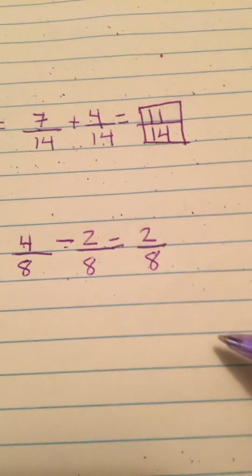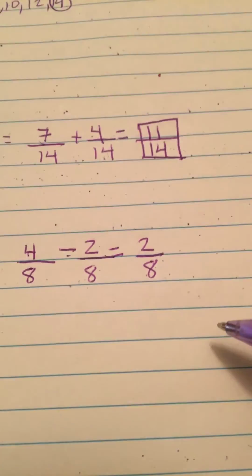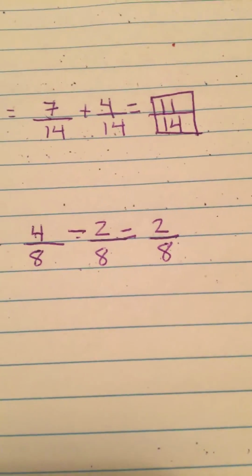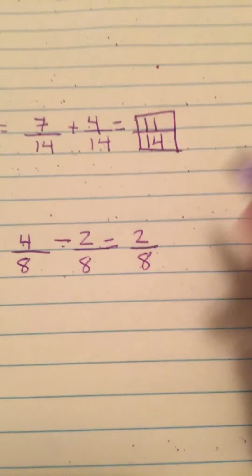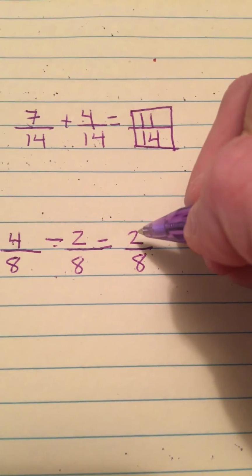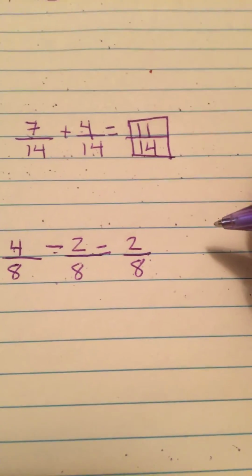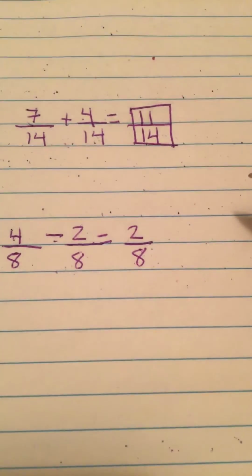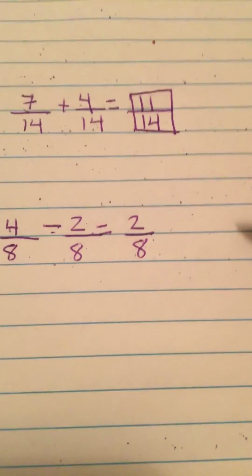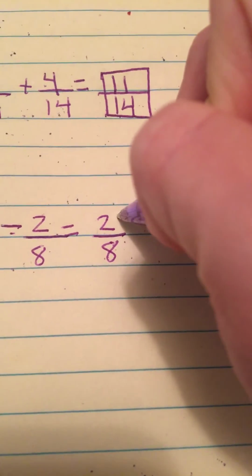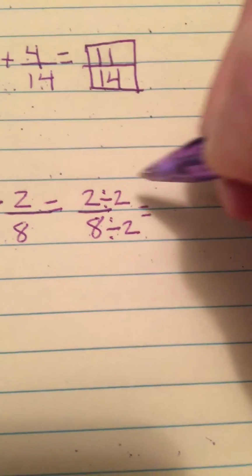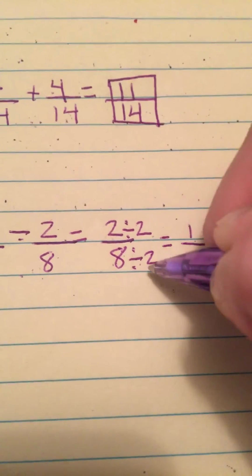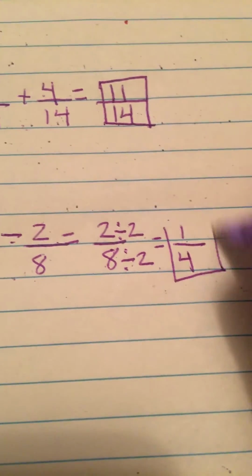I can leave this alone, but you guys are 5th grade, and you did go over simplifying fractions, which means I can make it smaller. So I need to find a number that I can divide the top and the bottom by, and it can go in evenly, right? I don't want a remainder or anything like that. Just by looking at it, I can divide each one by 2. So 2 divided by 2 is 1, 8 divided by 2 is 4. There you go. 1/4 is your answer.